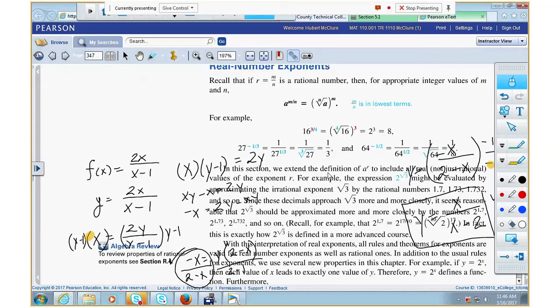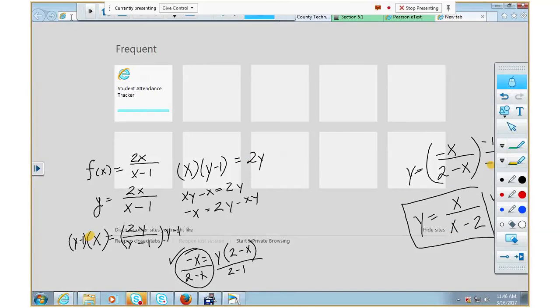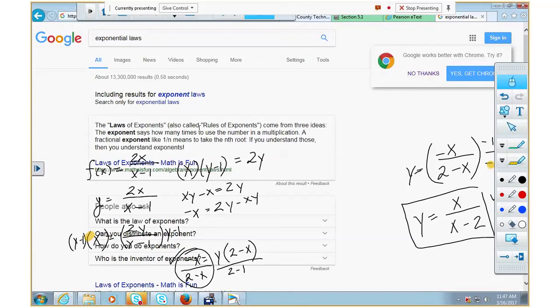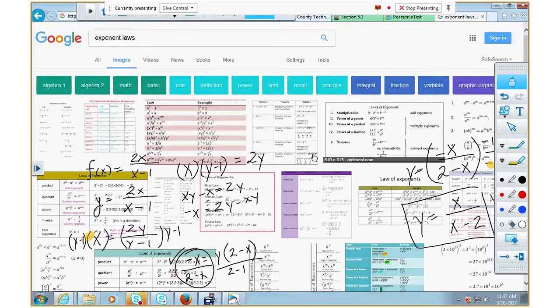Let's go ahead and pull something up that everybody should have. This is one of those things where you Google something and you print it out and you keep it. It's a lot of work. I know it takes about 15 seconds to do it, so you know it's worth the long time period. I'm being facetious. Go to Google, and I want you to pull up exponential laws. And go to images. And just pick one.